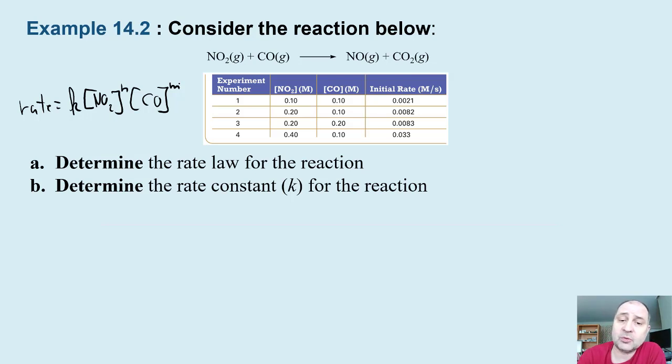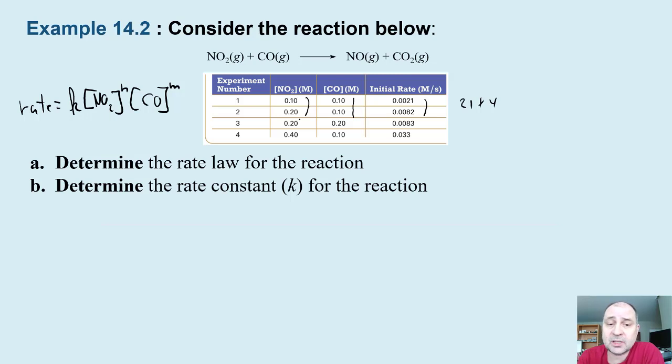So here we are given 4 data points, and we are supposed to determine the order, basically, right? So what you want to do is, if you look at data point 1 and 2, you can tell that the concentration of carbon monoxide here is kept constant. So the rate effect here, which is quadrupling, right? We go from 21 to 82. That's 21 times 4. So that means the rate of this reaction has quadrupled. And that's because we doubled the concentration of NO2.